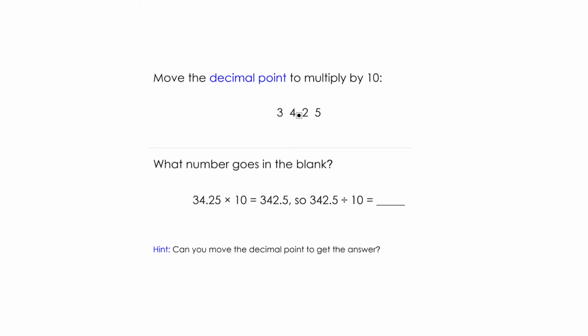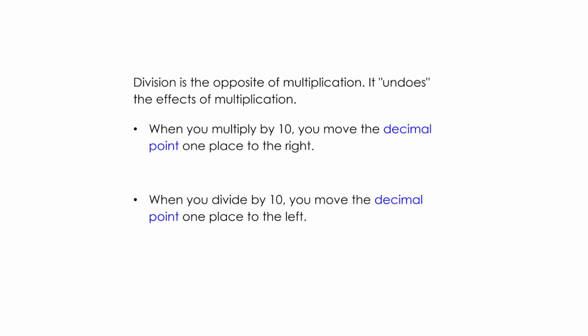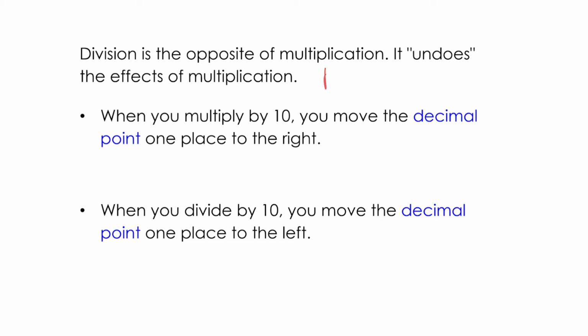So you move the decimal when you're multiplying by 10 to the right because the number is getting bigger. So the decimal goes here. So what number goes in the blank? Well, you have 34.25 times 10 equals 342.5. So when you do it backwards, you move the decimal this direction, 34.25. So division is the opposite of multiplication. It undoes the effects of multiplication. This is all the stuff we learned in our algebra unit.